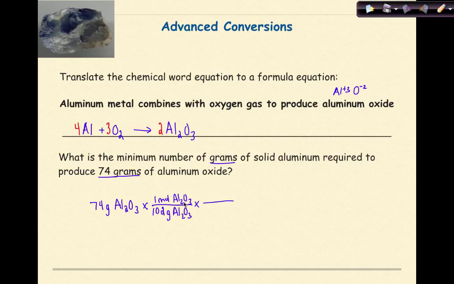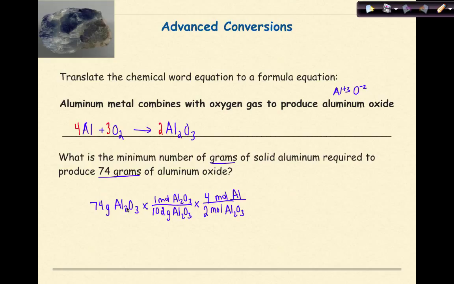Now I need to get from moles of Al2O3 into moles of aluminum. I'm always going to do this middle step here if I need to get from one substance to another. So moles of Al2O3 getting over to moles of just Al. And just like a mole-to-mole problem, I'm going to look back at my coefficients from my balanced equation, and I'm going to see that I'm going to have a 4 on top, matching this 4 right here, and a 2 on the bottom, matching this 2 right here.